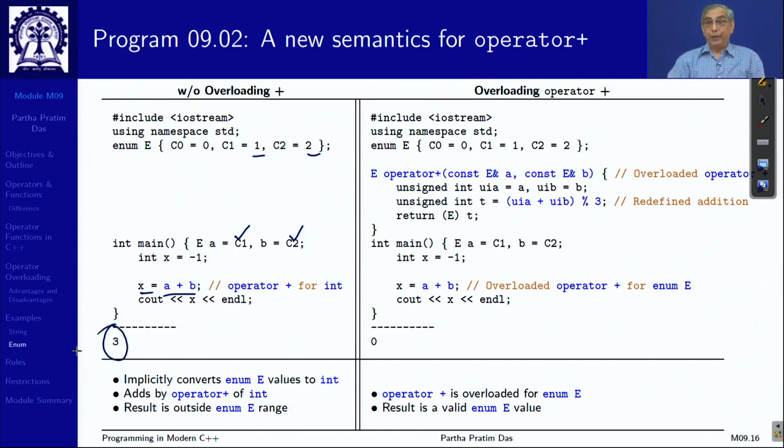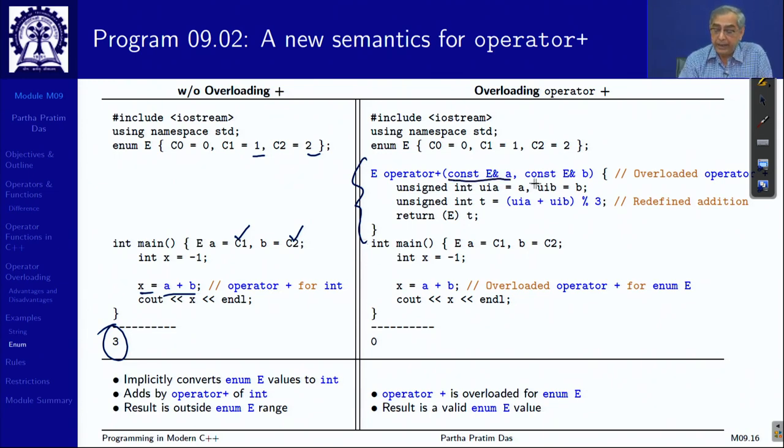Now, what I want to do is, for this enum E, I want to make the operator plus behave as a modulo addition. I want operator plus to behave as modulo addition, that is, not just add, but add, divide and take the remainder. So I am overloading this operator. I told you overloading is not possible for the built-in types, but it is possible for structures and enum. So, I can do this.